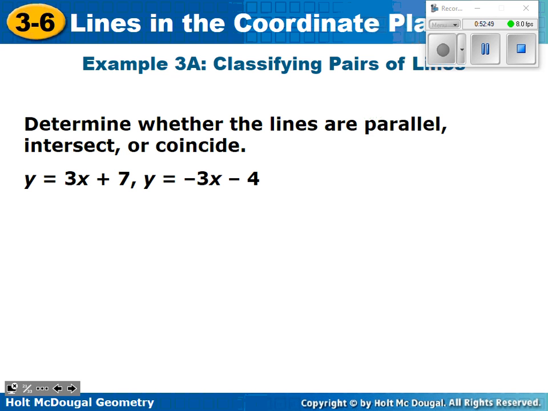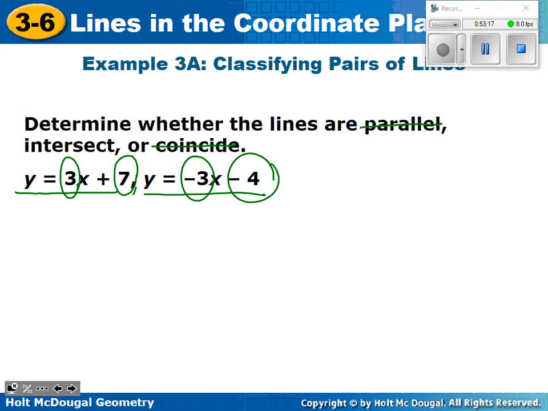I want us to look at this one example, okay? This one's easier because it's already y equals, y equals. You should easily be able to pick out the slopes and the y-intercepts, right? Is everybody with me there? Do these 2 lines have the same slope? No. That means they cannot be parallel. It also means they cannot be coinciding. To be parallel or coinciding, they have to have the same slope.